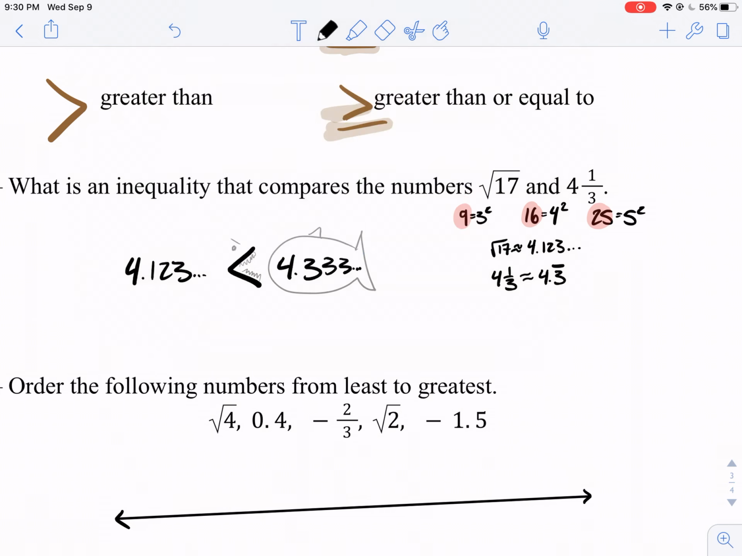So anyway, that tells us that the square root of 17 is in fact less than 4 1/3. That's our inequality.